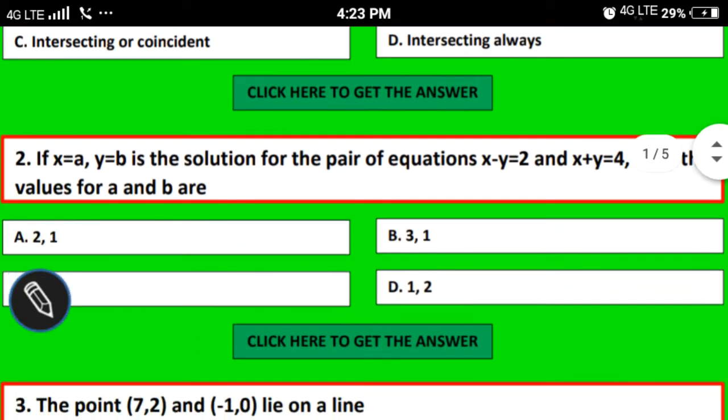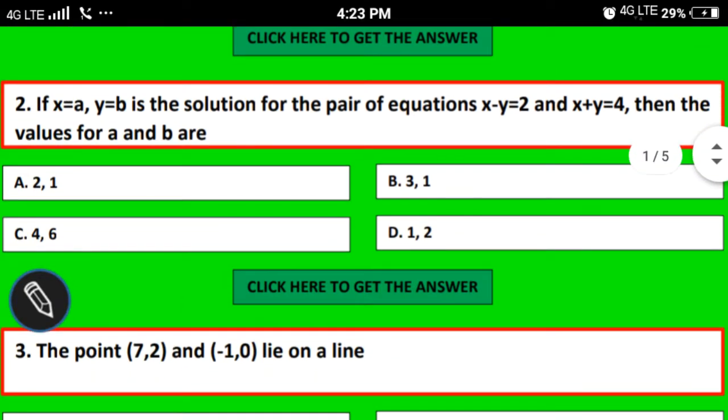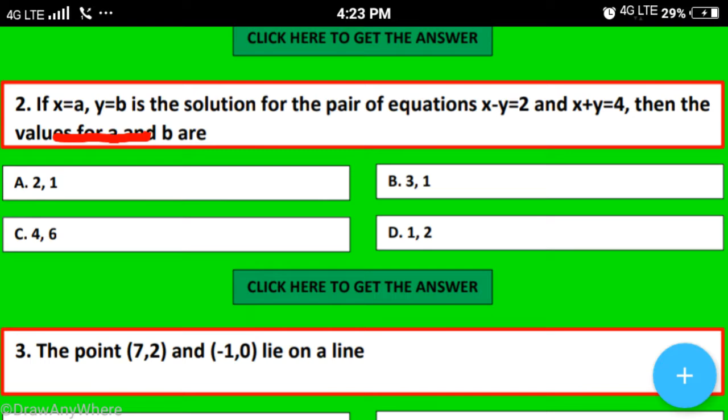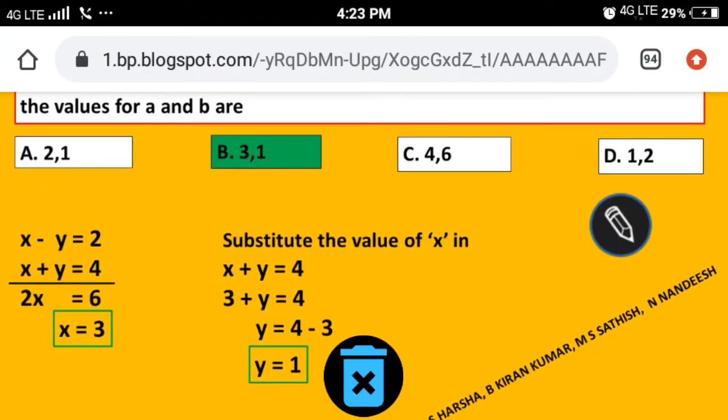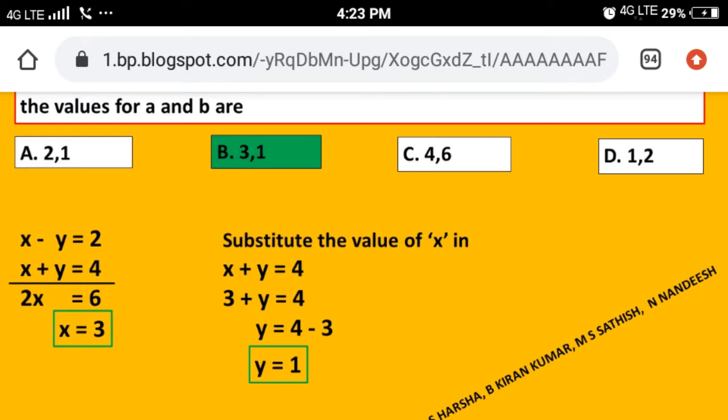And the second one is, if x equals a and y equals b is the solution for the pair of equations, that is, the equations are given: x minus y equals 2 and x plus y equals 4, then we have to find out the value of a and b. So here is the solution for this problem. So here, x minus y equals 2 and x plus y equals 4.